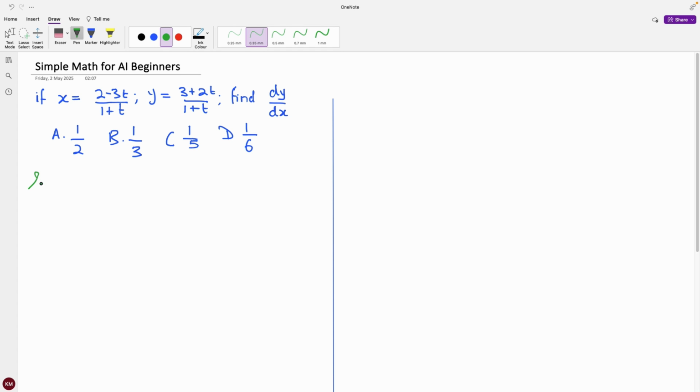So let's solve this problem step by step. It's going to be amazing. The solution is going to be really very interesting.